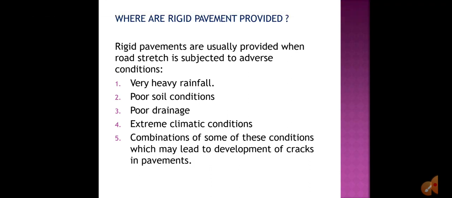So let us see why we provide rigid pavements. These are provided when the road stretch is subject to adverse conditions, like very heavy rainfall, when we can't provide a bituminous or asphalt road. Poor soil conditions like weak subgrade, weak CBR values or weak modulus of subgrade reaction, poor drainage, extreme climate conditions, or a combination of these which may lead to the development of cracks in a pavement, are the conditions where we try to provide rigid pavement.